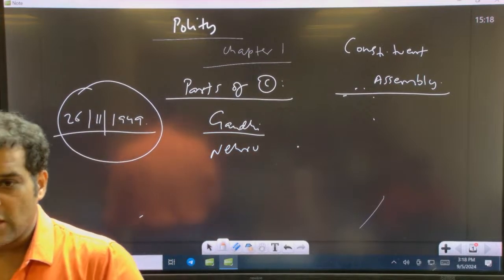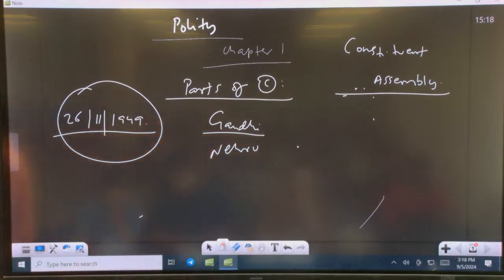What happened to the rest of the constitution, guys? The major part of the constitution was implemented on 26th of January 1950.